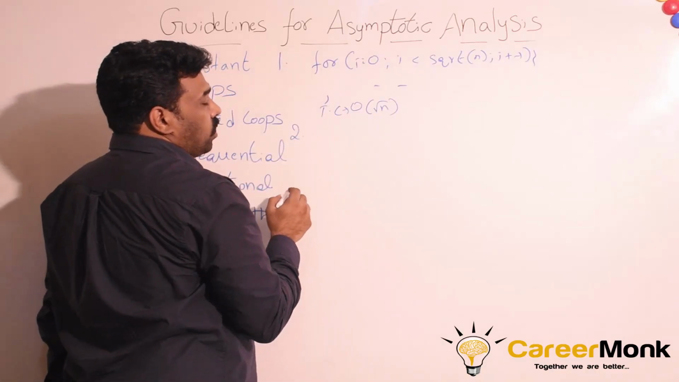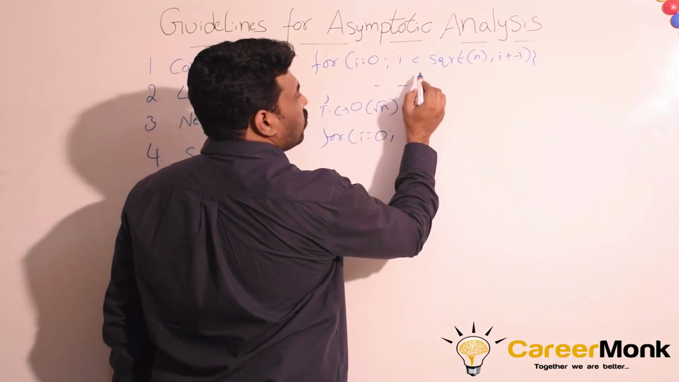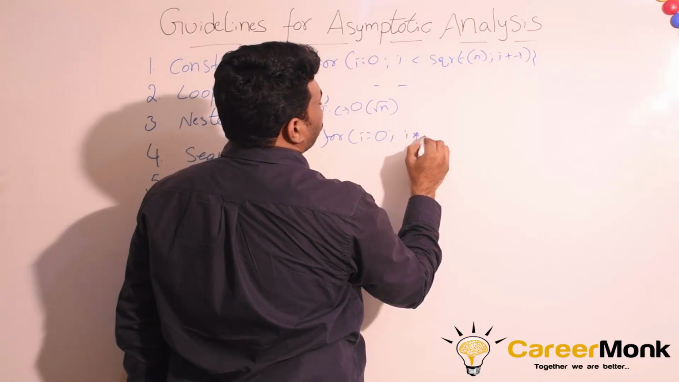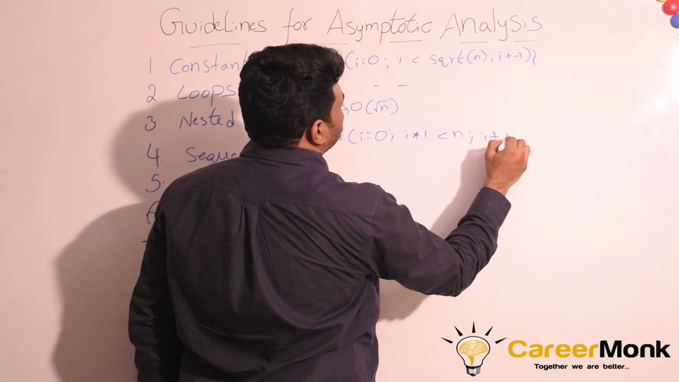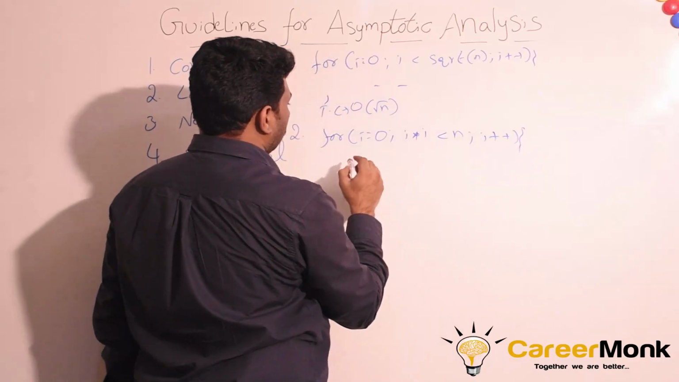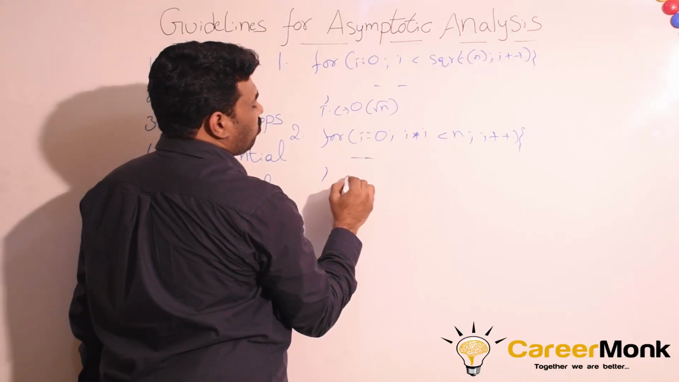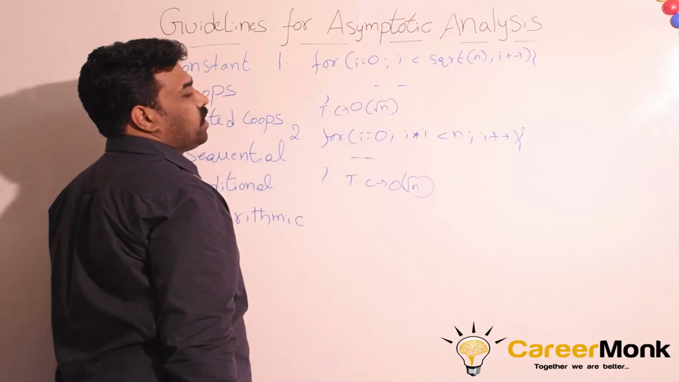The other way of getting the square root of n complexity is for i equal to 0. Instead of comparing i with square root of n, we will be comparing i square with n. Here also the overall time complexity is square root of n, because we are executing square root of n times.